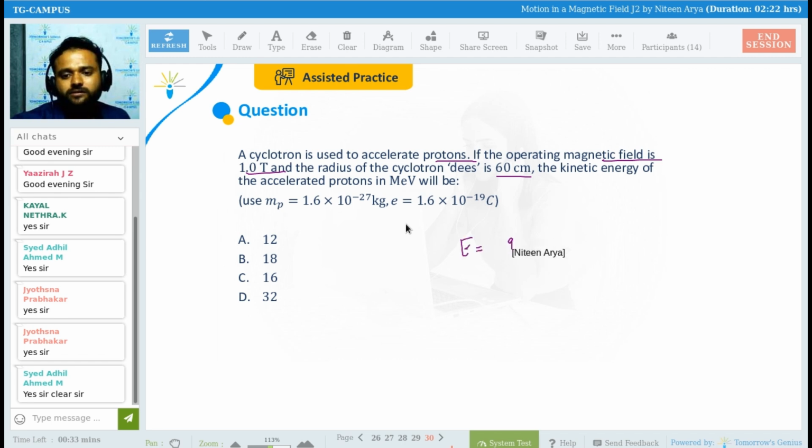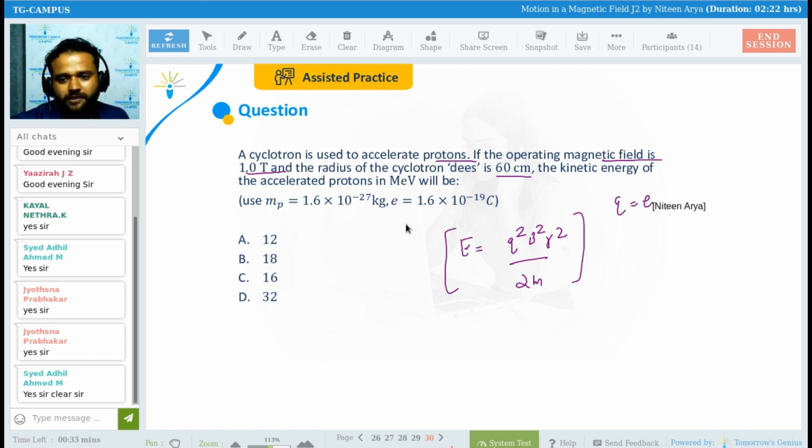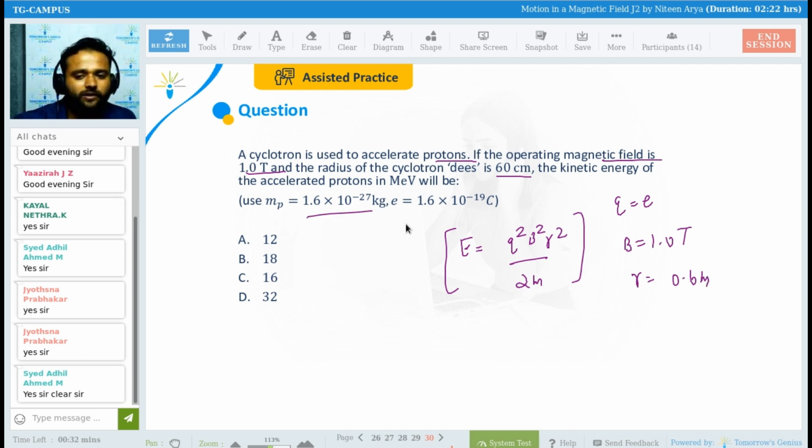We just do this. Q, what is the formula? Q square B square R square upon 2M. Everything you have: Q equals E, B is given, 1.0 Tesla, right? And then R is also given, 0.6 meter. M is also given. Do this, and you need to tell me the answer in MeV.